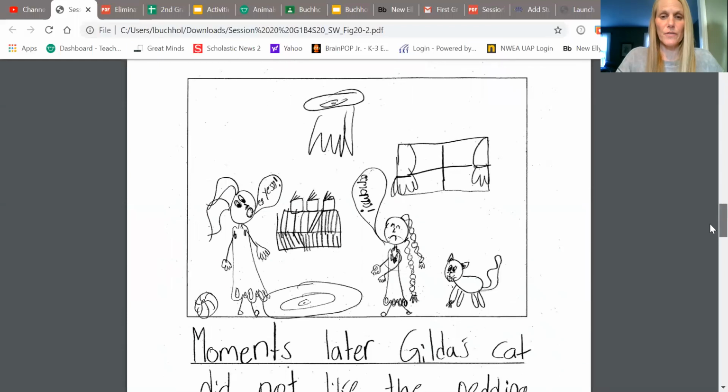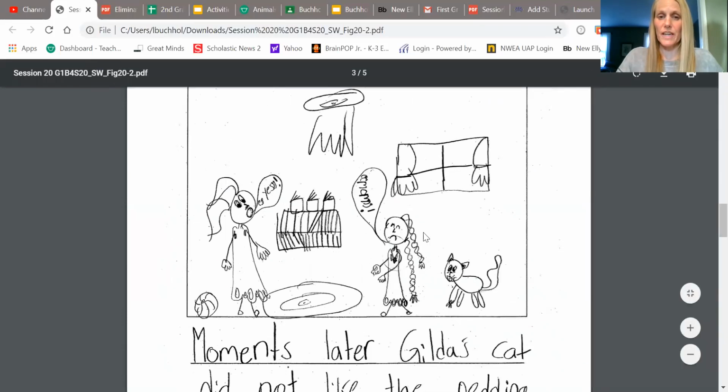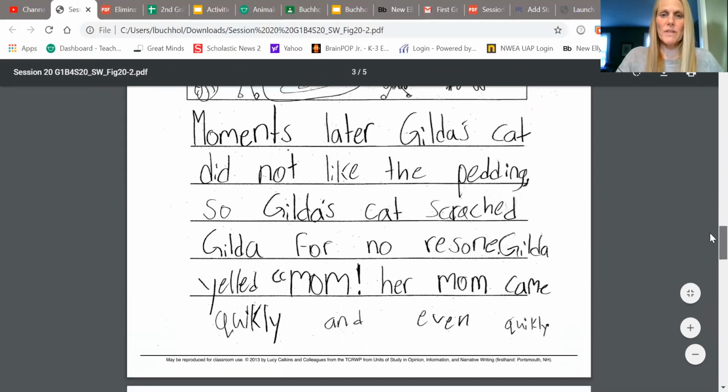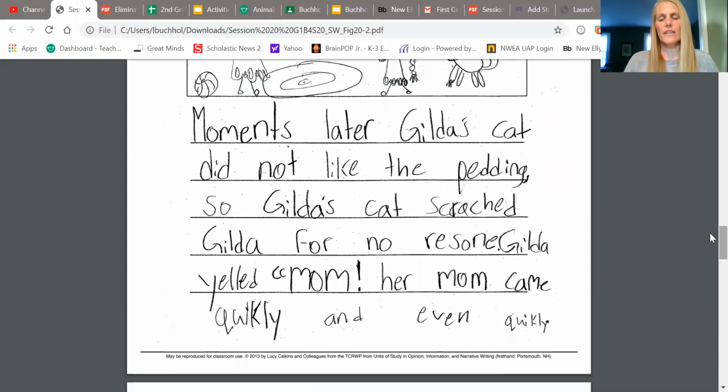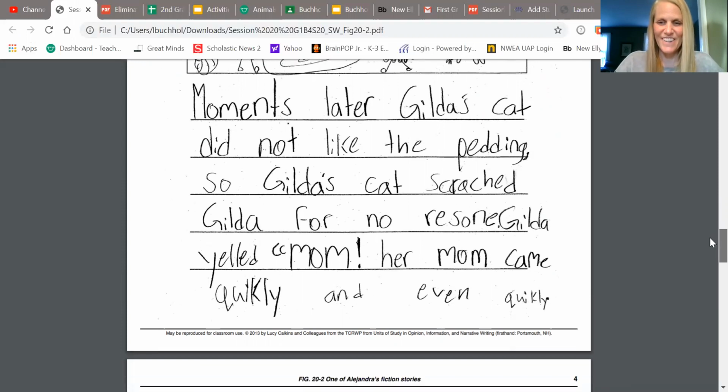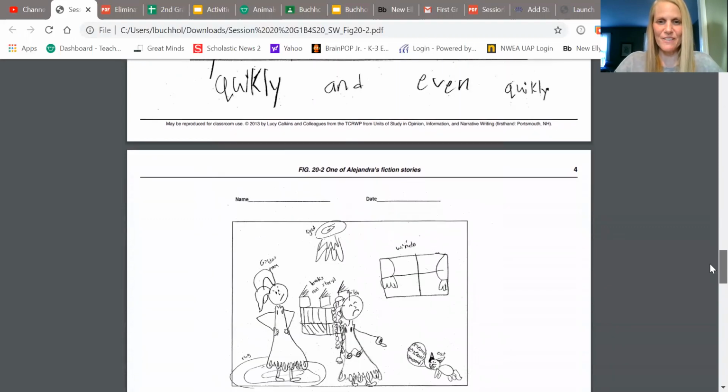So here we go. You can see something's going to go wrong on this page by just looking at Gilda's face. "Moments later, Gilda's cat did not like the petting. So Gilda's cat scratched Gilda for no reason. Gilda yelled, 'Mom!' Her mom came quickly, and even quickly." You can tell this is written by a little kid by how she words some things.